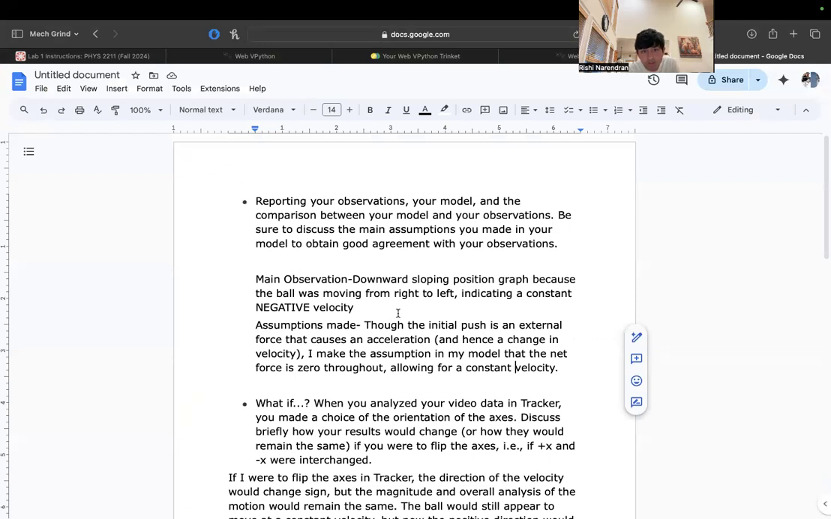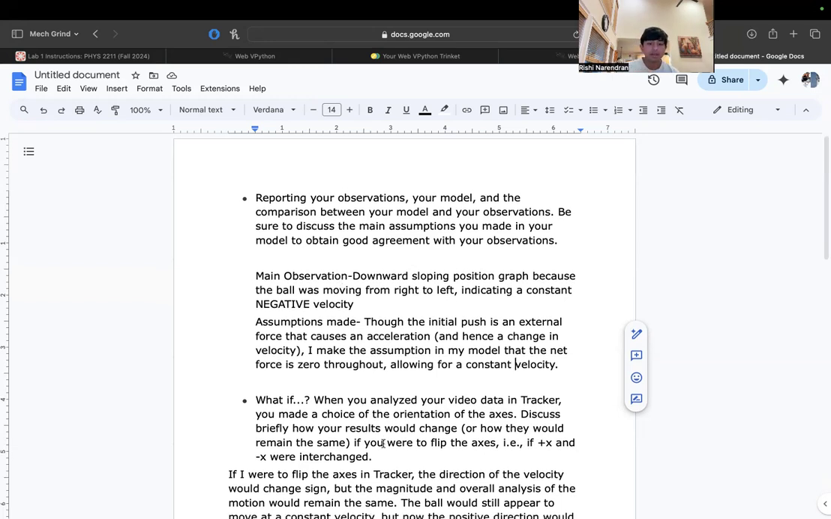So the main observation that I had was that I had a downward sloping position graph because the ball was moving from right to left, which indicates a constant negative velocity. And some assumptions I made are that the initial push being an external force kind of cancels out because of the frictional force. So what I said is, though the initial push is an external force that causes an acceleration and hence a change in velocity, I make the assumption in my model that the net force is zero throughout, which allows us to plot a constant velocity. The reason I make this claim is because of the frictional force acting on it, so I can assume that those two are balanced out, but this is an assumption I made in order to make the lab graphing go smoother.